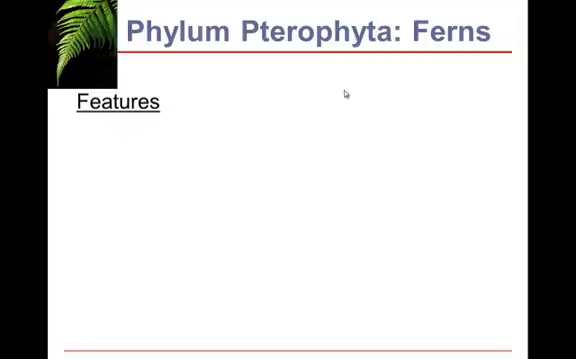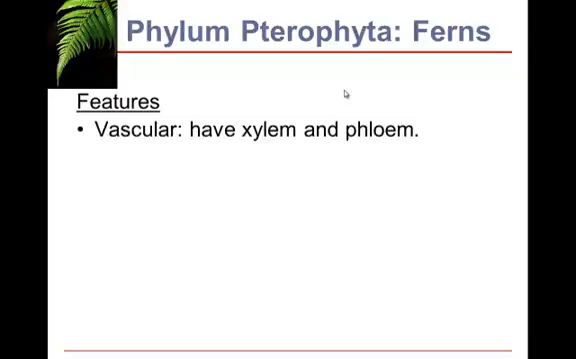Recall that for each of the phyla that we cover, they all possess the kingdom features. And so this is what makes this unit a little tricky, is that you have to keep track of different levels of features, so kingdom features and phylum features. So phylum Pterophyta, these are vascular plants.